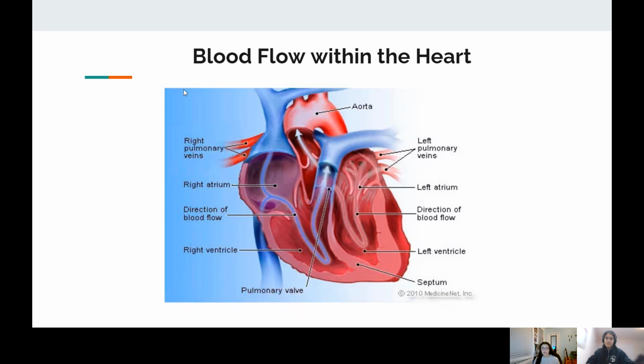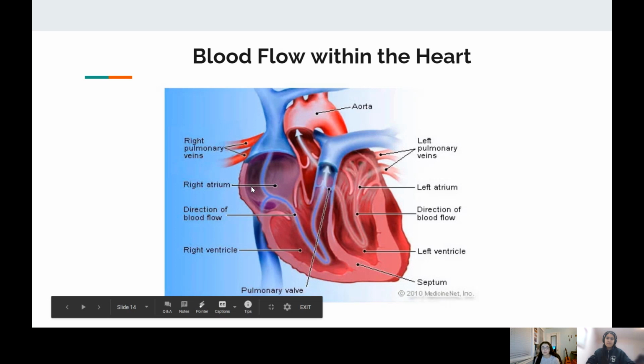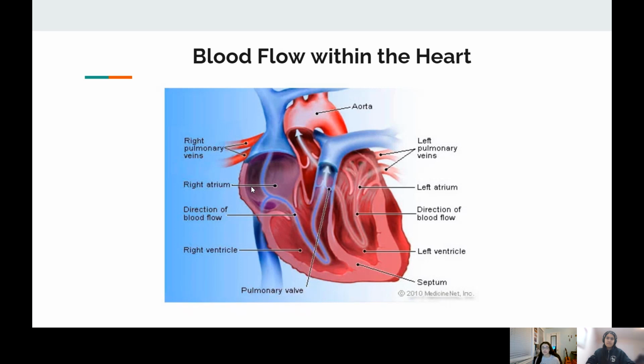So with right-sided heart failure, if we look at this first, essentially there's an issue going on with the right side of the heart. The blood is not flowing into the right side properly, and so you're going to get swelling in your hands or your legs, and you're going to get that edema that is typically a symptom of heart failure, because the blood is not making it into the heart properly. So that's what we call right-sided heart failure.